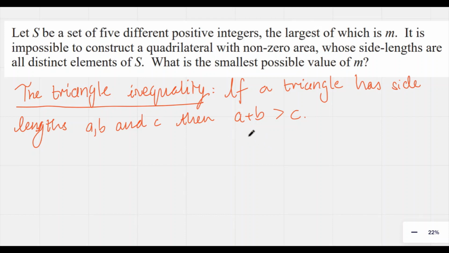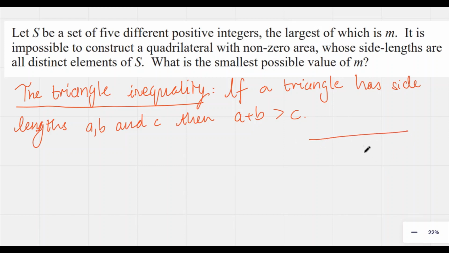Now, firstly, why is this true? Well, hopefully it's pretty clear that this is true if either A or B is the biggest side of the triangle, because then A plus B is definitely going to be bigger than C. What happens if A and B are the two smaller sides of the triangle? Well, that means that C must be the longest side.